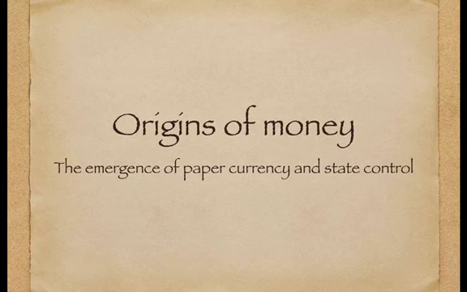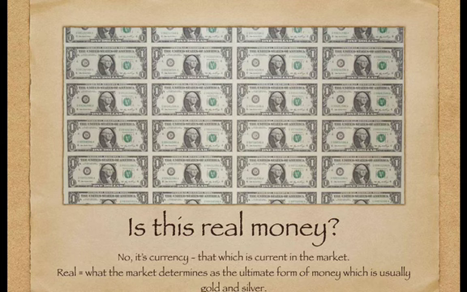This is a continuing lesson on the origins of money, and in this case we're going to focus on the emergence of paper currency and state control. So, is this real money? Well, yes and no. It means what we call currency, that which is current in the market. But real is what's underneath it, what the market determines as the ultimate form of money, which usually, historically, and still is gold and silver.